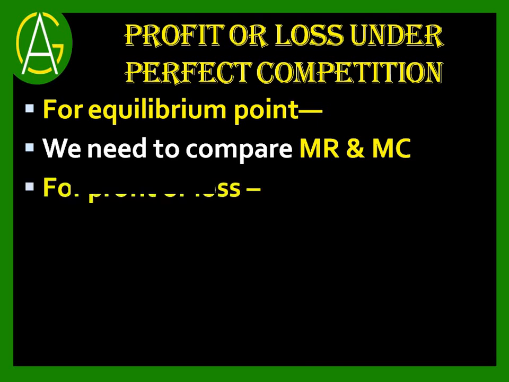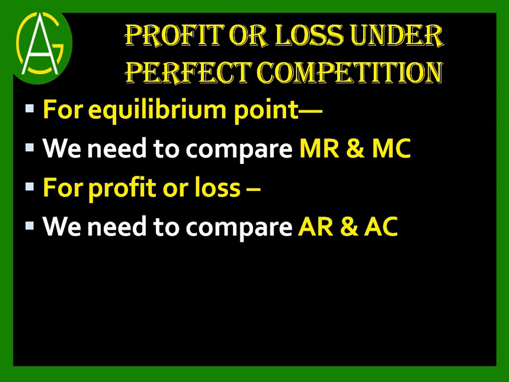Now in order to find out the profit or loss, we need to compare average revenue and average cost. Friends, you know that average revenue is the revenue of every unit, that means per unit revenue. Average cost is the cost of producing every unit, that is, the unit cost. Average revenue is the revenue earned by the firm for every one unit.